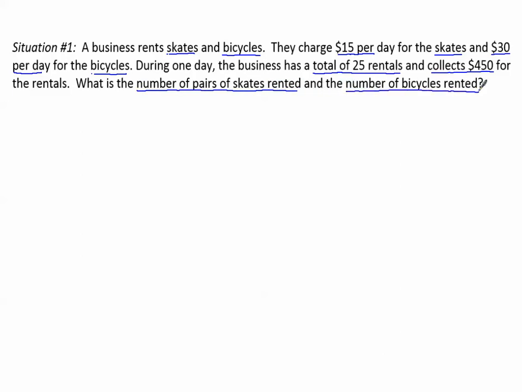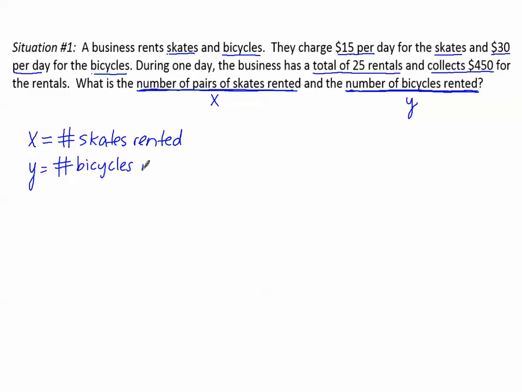So notice that they're asking to find two amounts. One is the number of pairs of skates rented. So let's call that X because we want to find that, but we don't know what it is. And the other thing is the number of bicycles rented. Let's call that Y because that's a different amount, and we also don't know what that is. Let's label that X is the number of skates rented, and that Y is the number of bicycles rented.